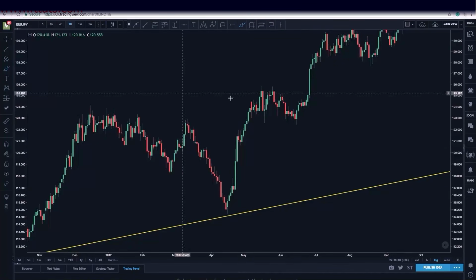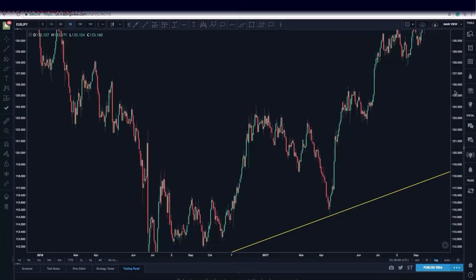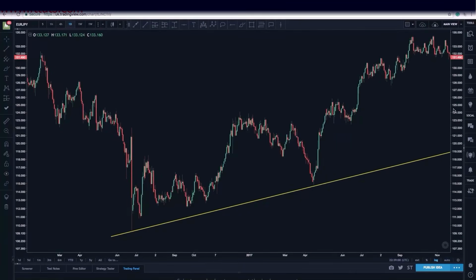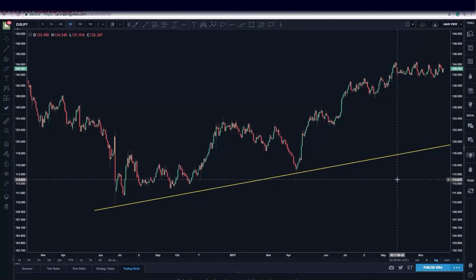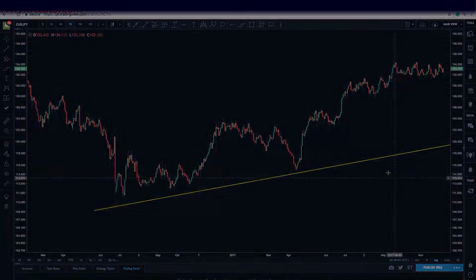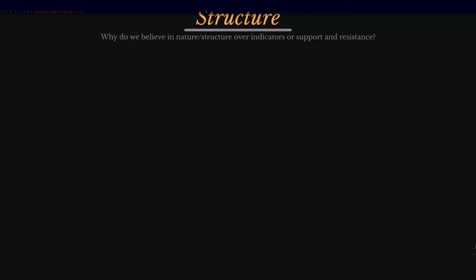But for now, just to keep that very, very simple, look at the impulsive nature and the corrective nature, and really look at that on as many currency pairs as possible for you to really identify what phase am I in? Am I in the impulsive phase or am I in the corrective phase? So now you've got a good idea of the nature of the market. Now let's take a look at structure.